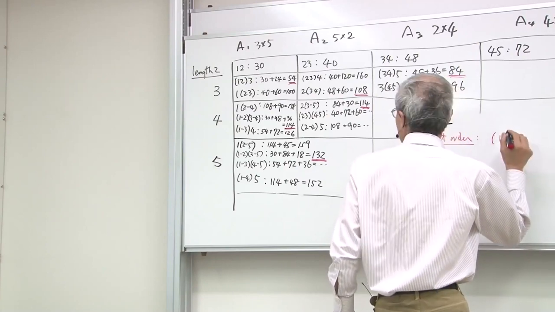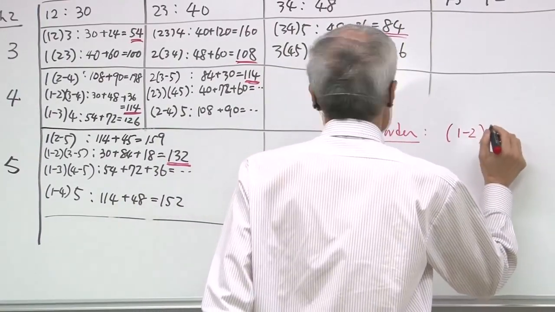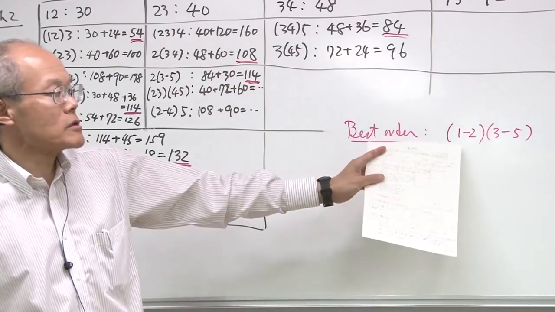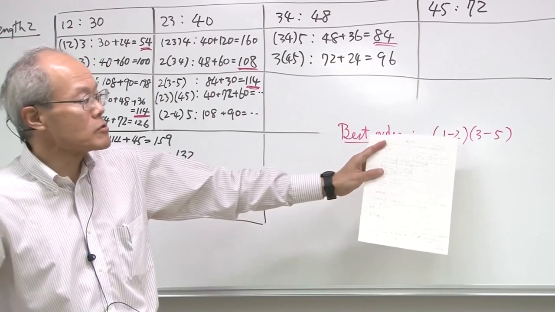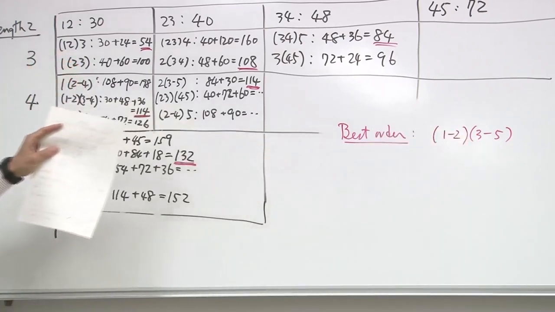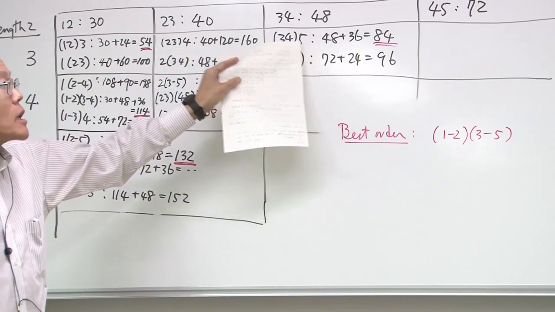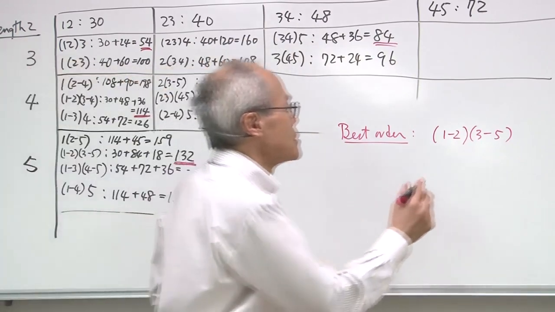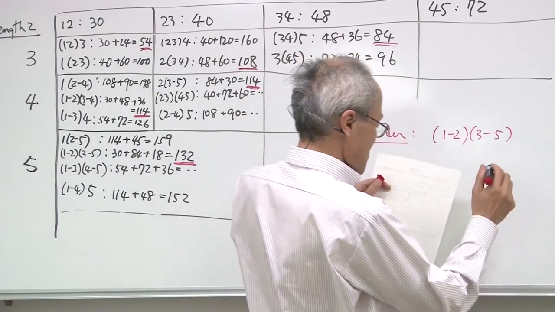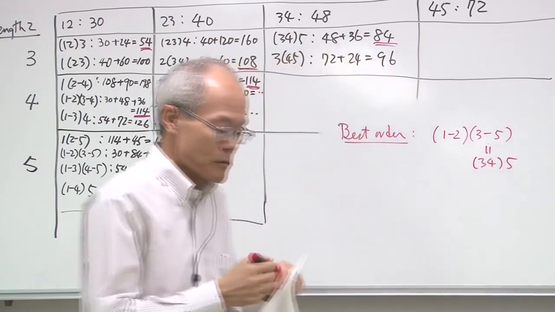The final multiplication should be 1, 2, and 3, 5. 1, 2 is only two matrices, so we don't have any choice. But we do have a choice for 3 to 5. What's the best one for 3 to 5? Just look at the 3 to 5 here. Then what is the best one? That is this one, the best one. Yeah, this is the best order.